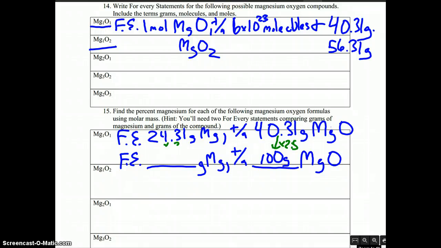So I'm going to multiply this by 2.5. And 48 plus 12 is 60 grams. So we're saying that based on MgO, this is 60% Mg. And of course, then it's 40% O, which matches what I found experimentally. So you're going to finish up the rest of those and figure out the percentages and compare those.